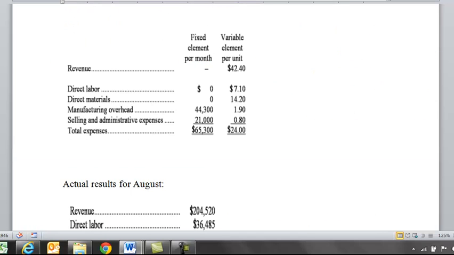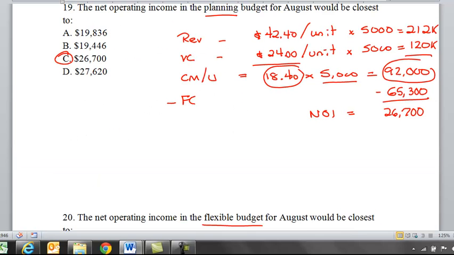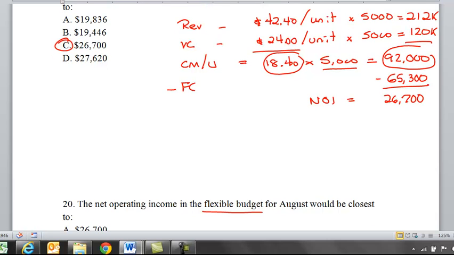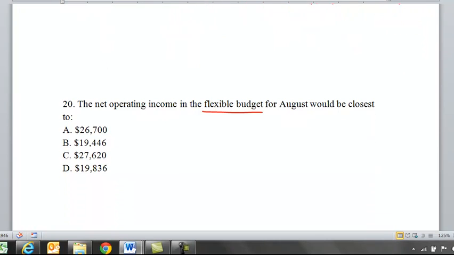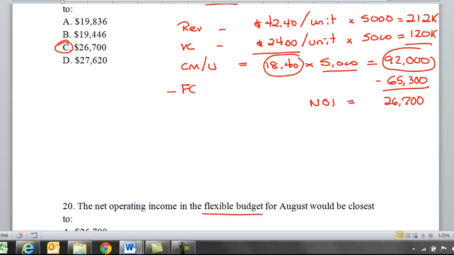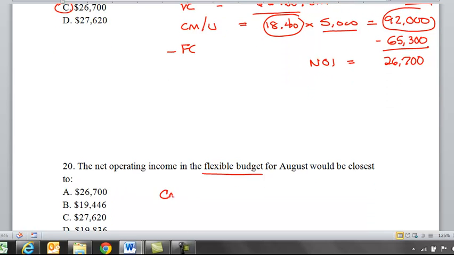So we do the same thing again. We can see, remember, our contribution margin is still going to be the same per unit, no matter how many units we sell. So our contribution margin per unit is still $18.40 per unit. But now we want to multiply it by 5,050. And when we do that, we get $92,920.